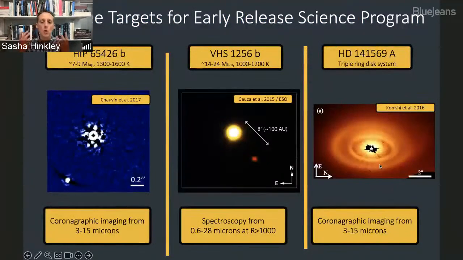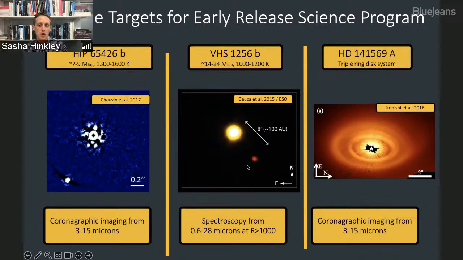So what did we actually do? What did we actually observe with this program? Well, we focused on 3 targets. The first one is HIP 65426 that Liz first told you about. This is kind of a 7 to 9 Jupiter mass object at about 90 AU or so, and that means it's great for testing out the JWST coronagraphs. It's wide separation, it's bright. This was really a perfect object for us to characterize the performance of the JWST coronagraphs. So that was our primary coronagraphic exoplanet for study. Another object, another wide separation object, was VHS 1256b here.